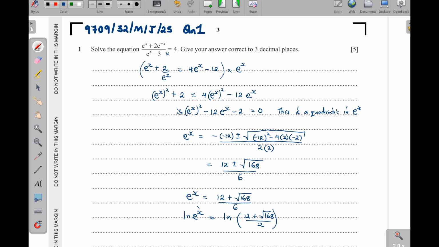And of course, using the rules of logarithms, the power can come here, and then natural log of e is 1. So our x here is going to be equal to the natural log of 12 plus root of 168 out of 6. Pardon me, here I had written a 2. It's supposed to be a 6. They said we give the answer to 3 decimal places. By the way, mark this one, they said your answer, so it has to be 1. That's why I only took the positive.